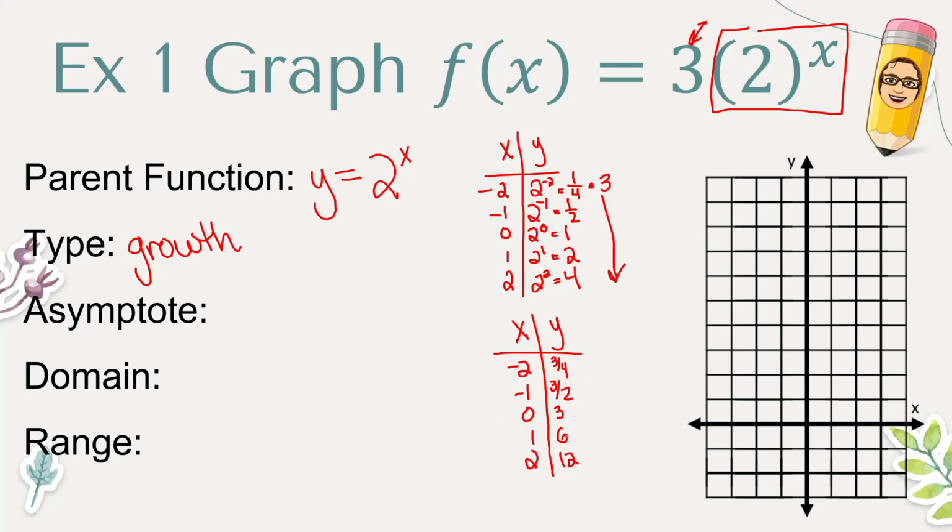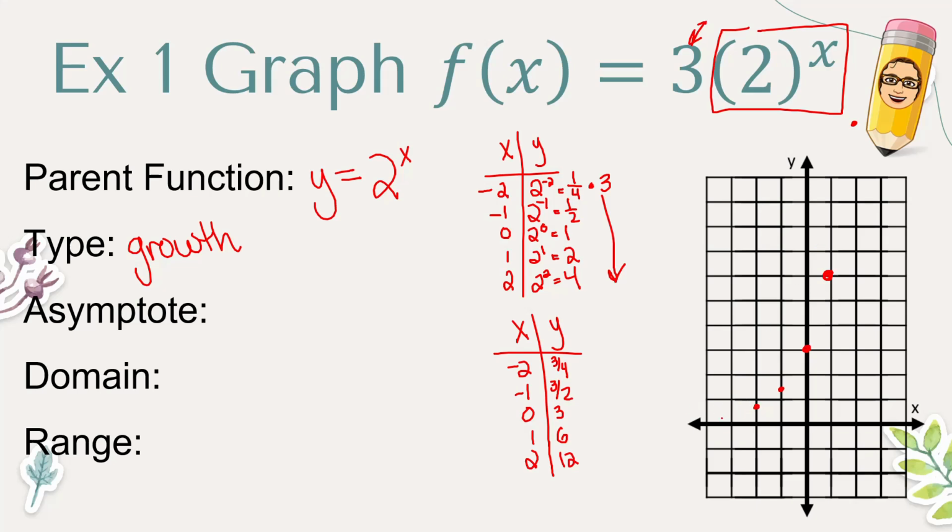So now I have my function. Let's go ahead and graph it. So -2, 3/4, -1, 3/2, 0, 3, 1, 6, and then 2, 12 is going to go off the graph, so we're just going to put it up there. Now, notice this function.